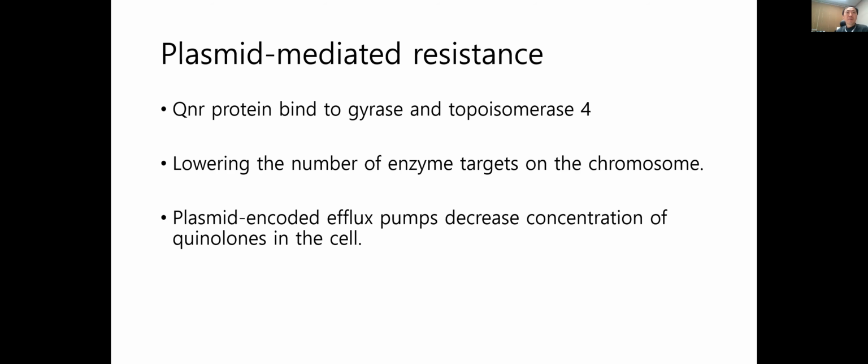The first sentence means QNR protein binds to the enzyme. And the second sentence means there are enzyme targets on the DNA, where topoisomerase will bind to the DNA. So bacteria lower the number of enzyme targets on the surface of the DNA. So how do the bacteria lower the targets? I didn't find that step, but I found this result.